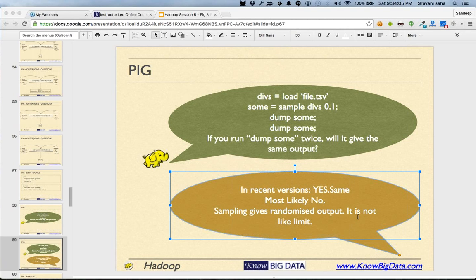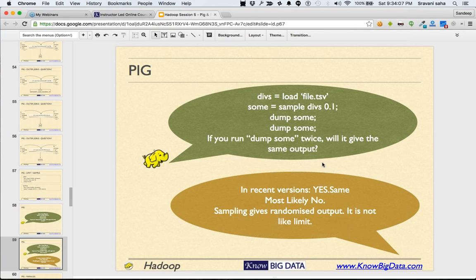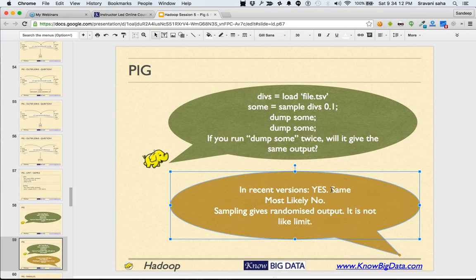Okay, so the strategy had changed a bit in the sense that the random numbers required for sampling get generated only once. Okay, and then the same random numbers are applied on the divs and you get the results. Okay.